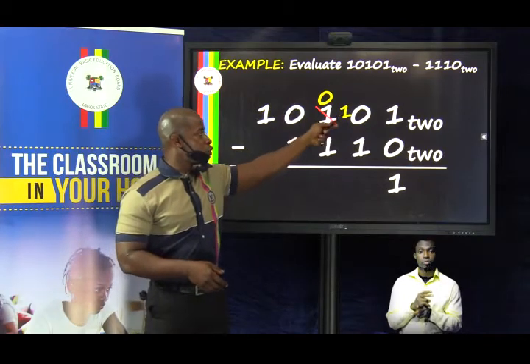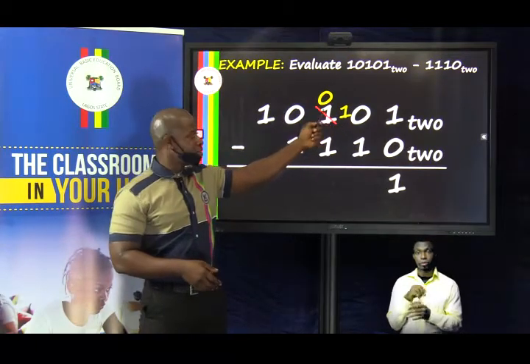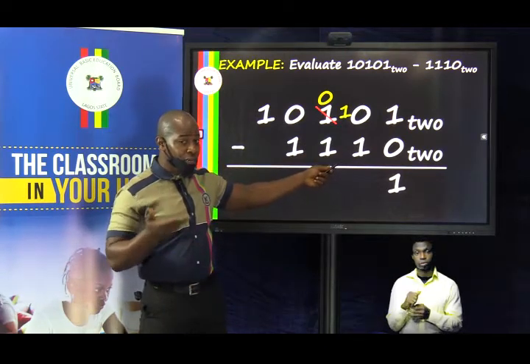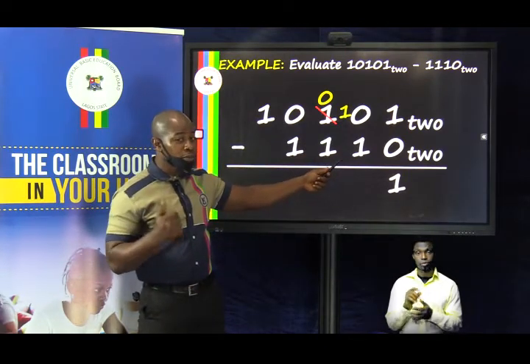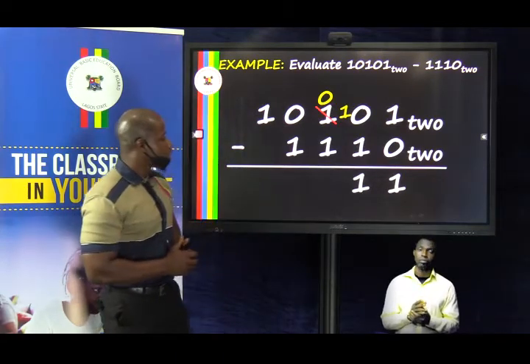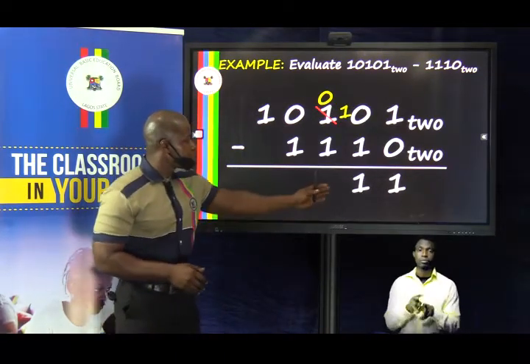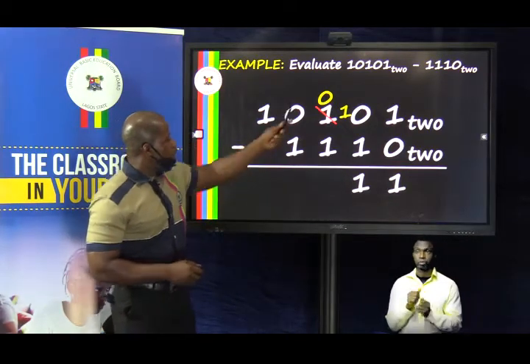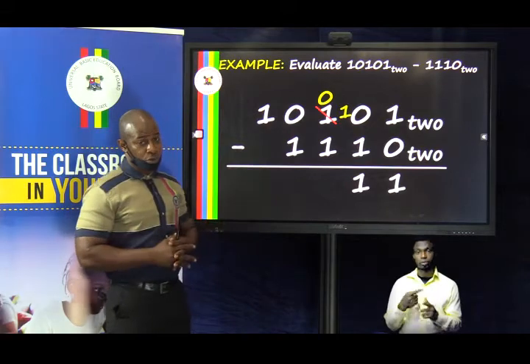Now the 1 that you borrow goes here, it becomes 10. Now 10 in base 2 minus 1 base 2. Remember? 10 base 2 minus 1 base 2 is 1 base 2. Alright, so we're done with that place value. We'll come to the third place value. Now we have 0 minus 1, which is another problem.